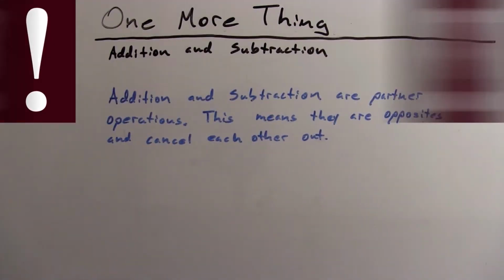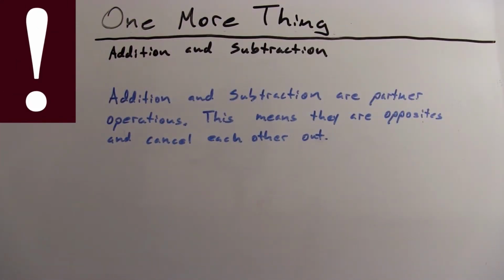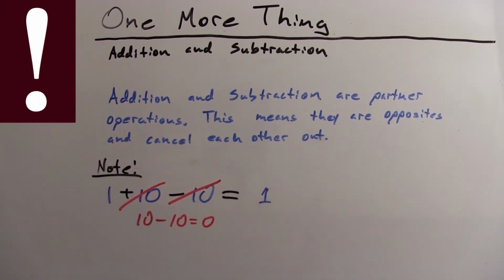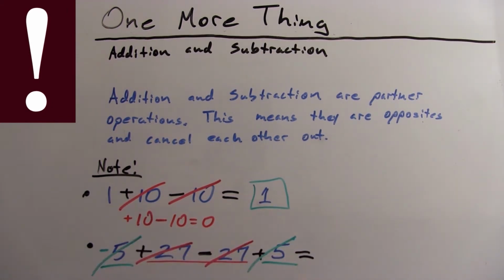Now before we wrap up, there is one more thing worth mentioning. Note that addition and subtraction are partner operations, and that they undo each other. It goes without saying that anytime you add a number, subtracting the same number leaves you exactly where you started. This is a very helpful tool with equation solving, which we'll see later, and you will see this again before the series wraps up.